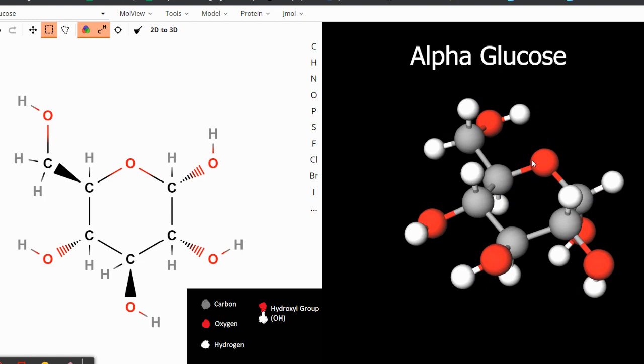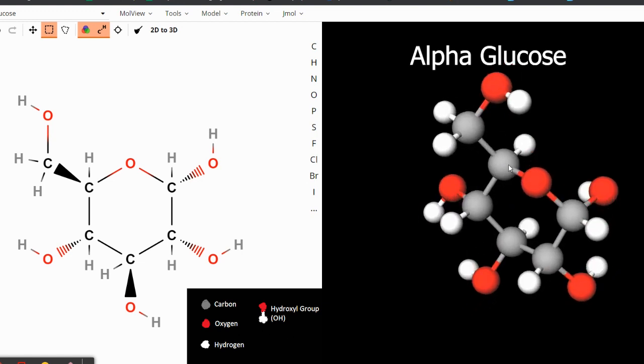Otherwise, each carbon atom from carbon 1 to 4 is bonded to a hydrogen atom as well as a hydroxyl group, with the 5th carbon being the exception, bonded only to the 6th carbon atom and a hydrogen atom.